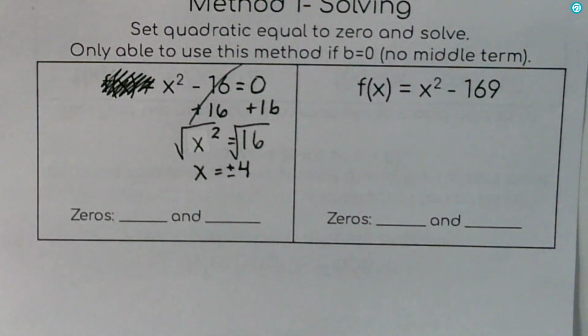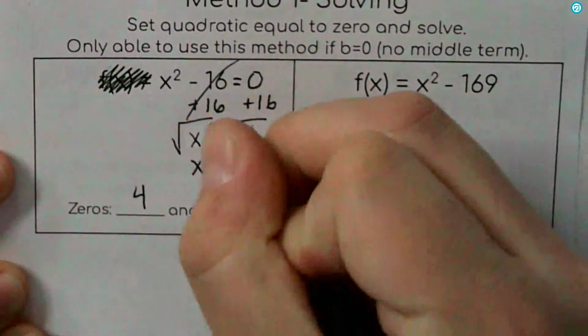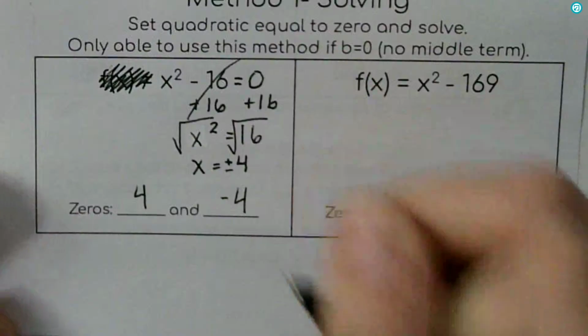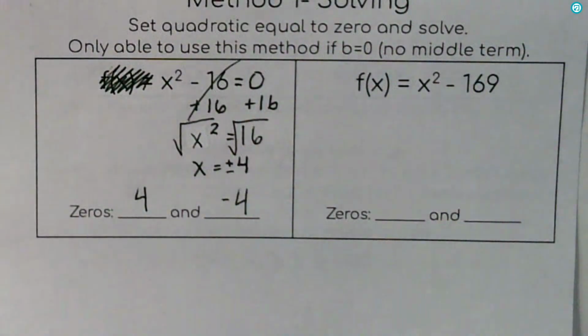So our zeros, our solutions to this, are 4 and negative 4. So we put these in the blanks. Here at the beginning of the unit, remember I have to have both of my solutions. I have to do my positive and negative.